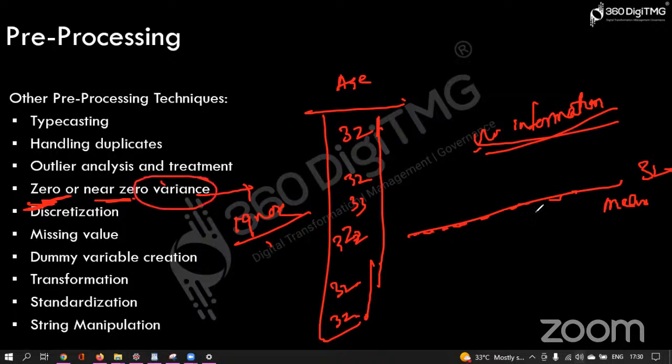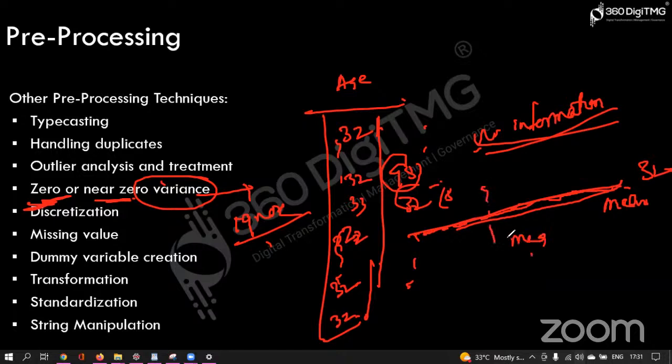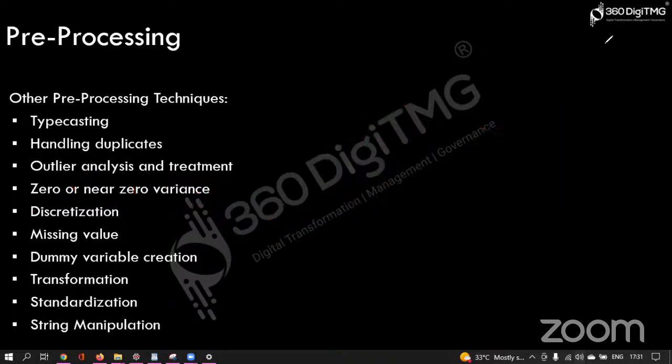And near to zero variance means most of the data is present on the mean, and only a very small amount of data is present nearby. Let's say in a column, 95% of the data is 32, and the rest, 5%, is other values. In that case, most of the data is present on the mean, and only very small values have the spread. So that variance is near to zero variance. In that case also it is not giving any information. So what will we do? We'll simply ignore that feature as well.